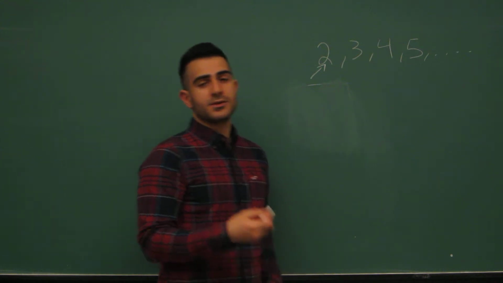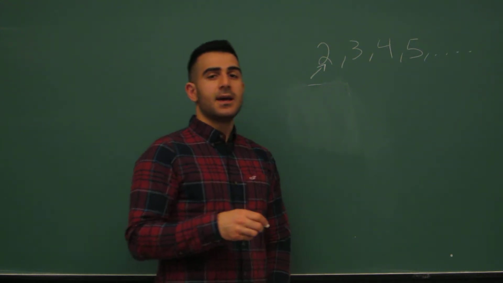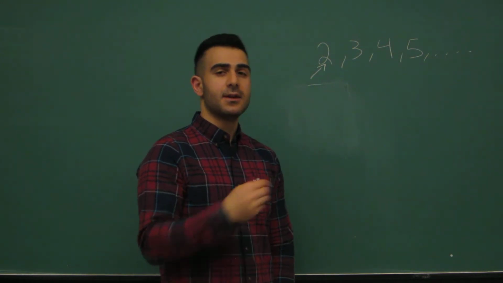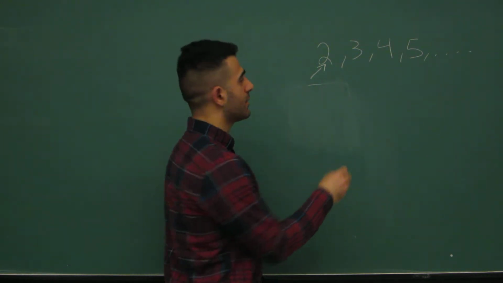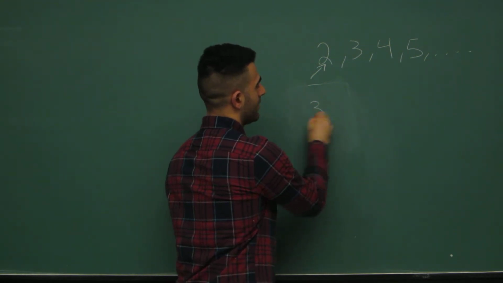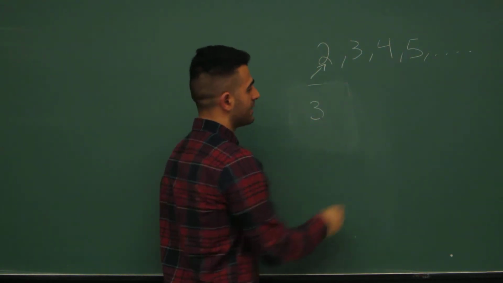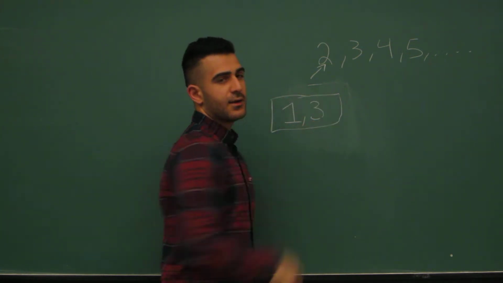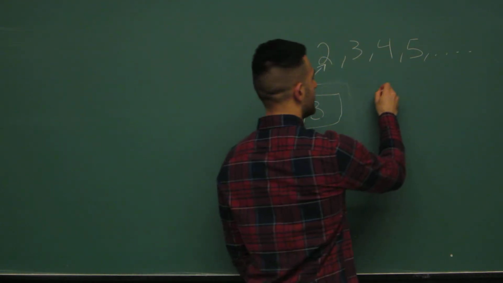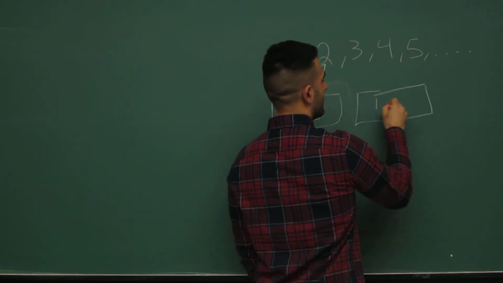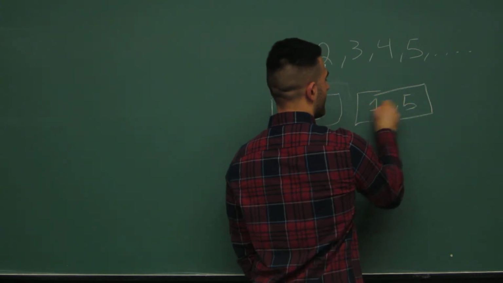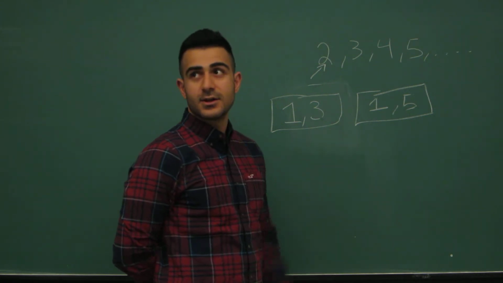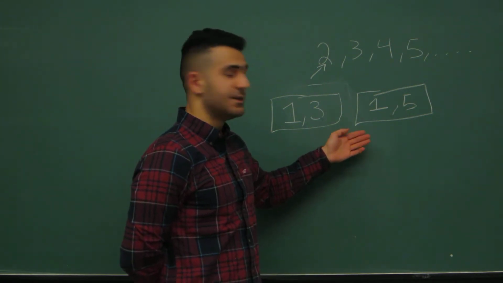What's another prime number? Well, we have to find a number which has only factors 1 and the number itself. Another prime number is 3. 3 has factors 1 and 3. Another prime number is 5. Its only factors are 1 and 5. And you can practice on your own and try to find different prime numbers.